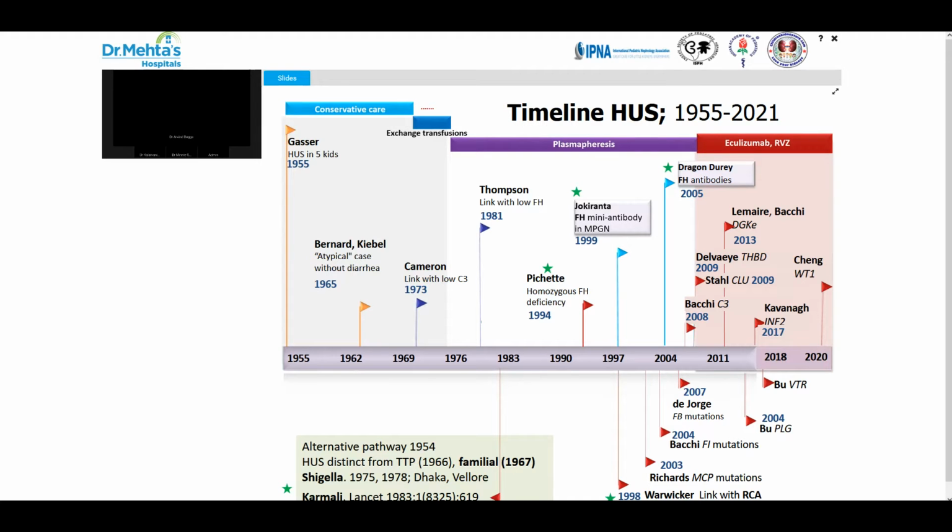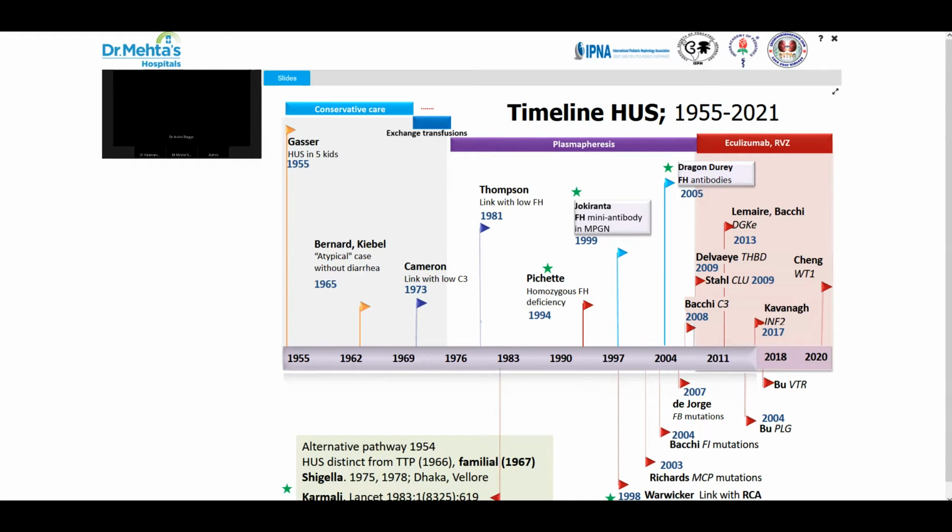We came to know that TTP was a different disorder, which was more in the mid-60s. And then there were reports from Dhaka as well as from Vellore, wherein they showed that the classic HUS followed infections with Shigella. But the exact mechanisms were not clear. The first paper came from Dhaka and then Vellore. And subsequently, it was only in 1983, when I was joining as a resident, that we came to know, when Dr. Karmali showed, that it's the Shiga toxin elaborated by E. coli that is the proximate cause for occurrence of hemolytic uremic syndrome. And this is the so-called Shiga toxin associated HUS or the diarrheal HUS.